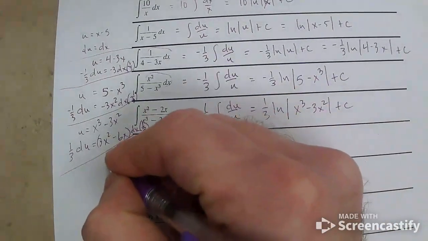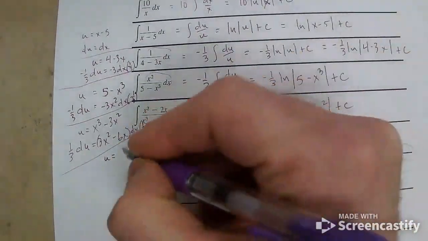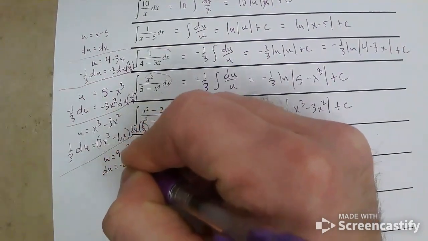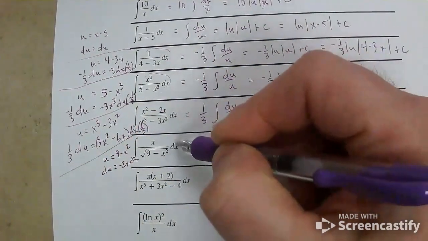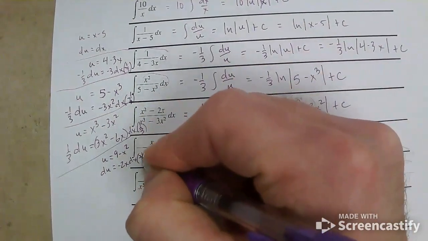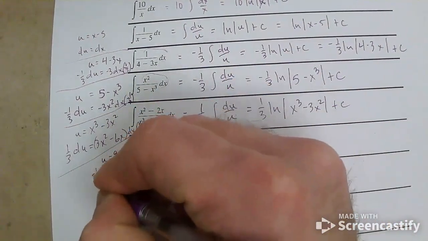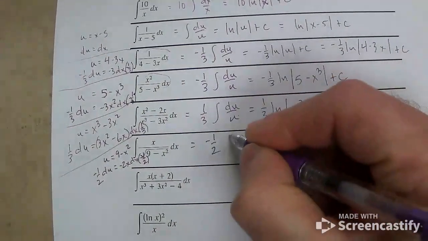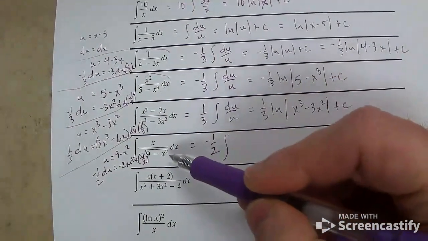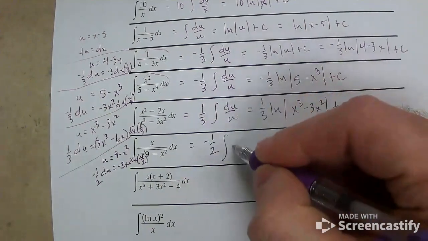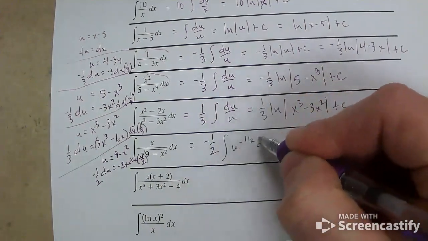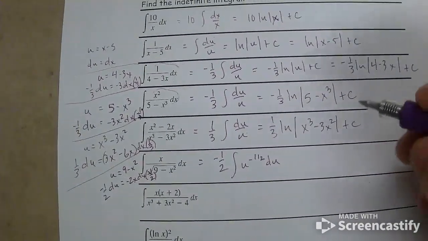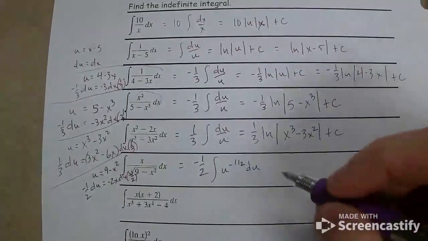We're going to let u equal 9 minus x squared, which would make du equal -2x dx. And I want to replace x dx, so I'm going to multiply both sides by -1/2. So right now I get -1/2 integral of du over square root of u, or u to the -1/2 du. And this is not a natural log problem. This is just a u substitution problem.